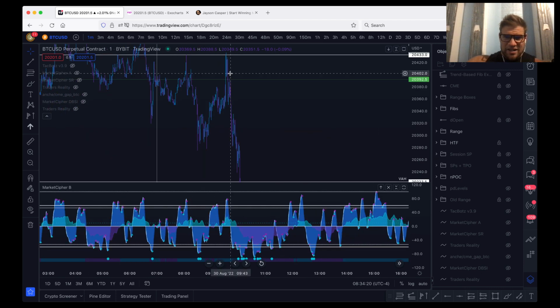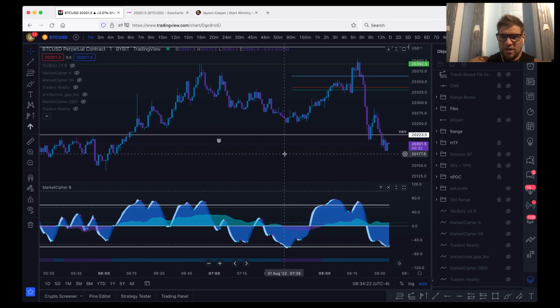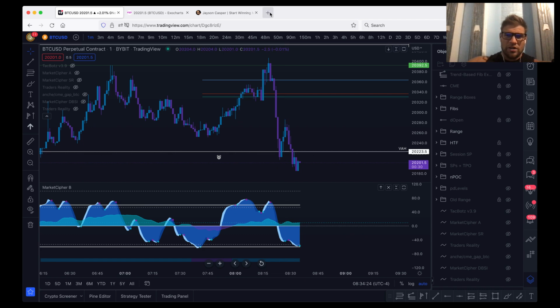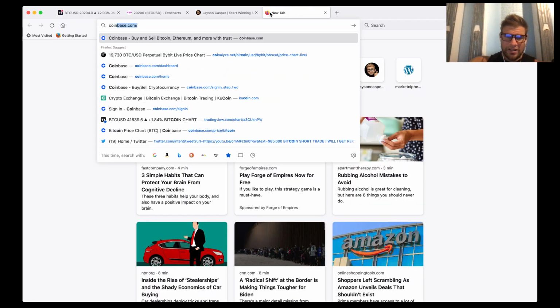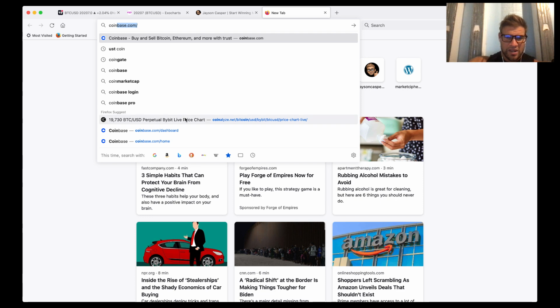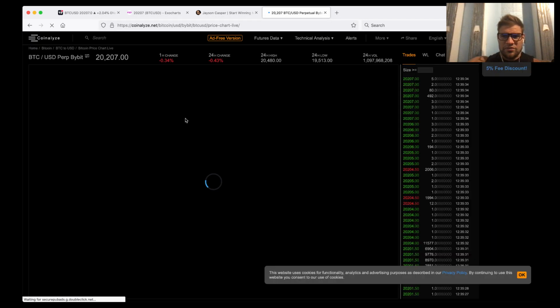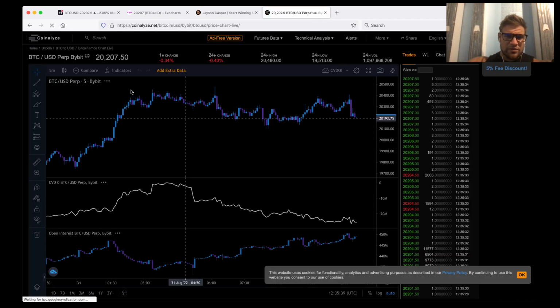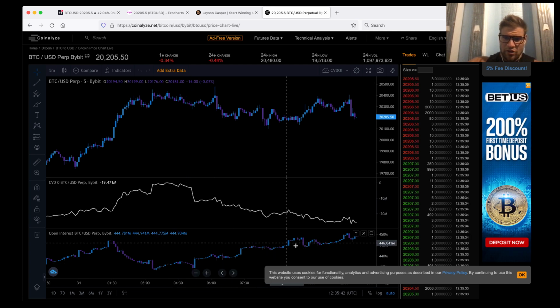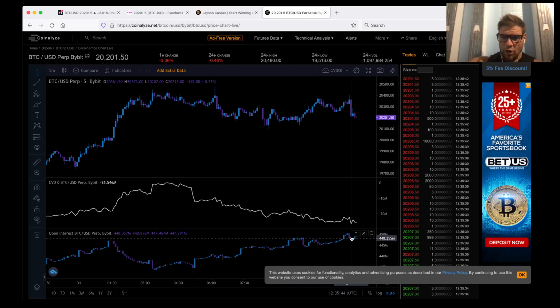And then honestly, guys, a kicker can also be looking at open interest. Now, what is open interest? If we go to a website called coinalyze.net, okay, this is a free tool that we could use here. We can look at this thing here called open interest.